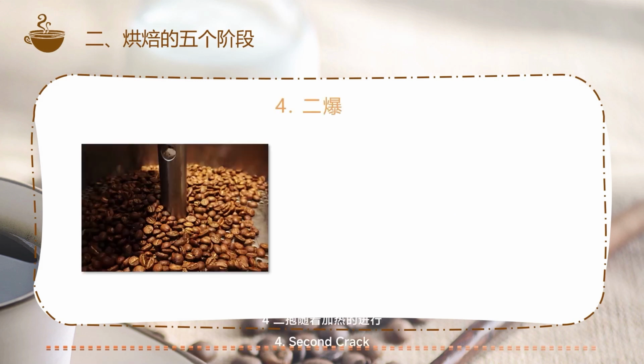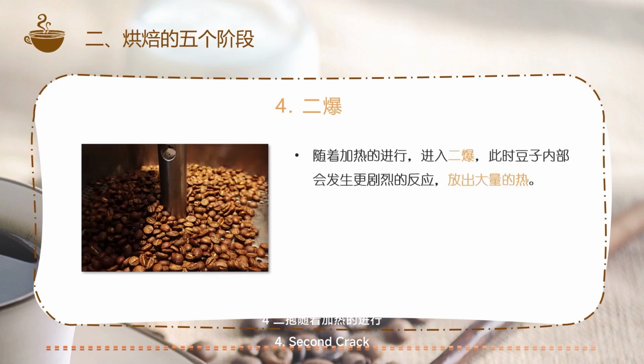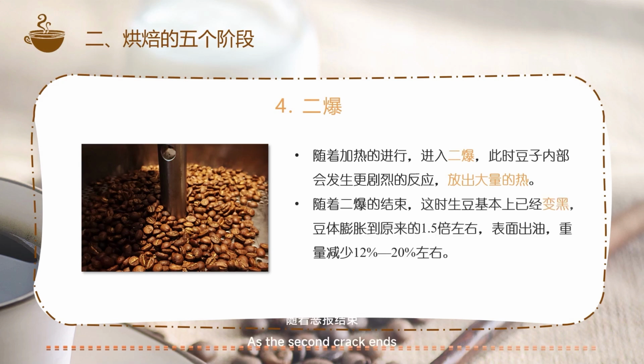4. Second crack. Entering second crack, more intense reactions occur inside the bean, releasing significant heat. As the second crack ends, the beans have basically turned black, expanding to about 1.5 times their original size. Surface oils appear, weight reduced by 1 to 20%.